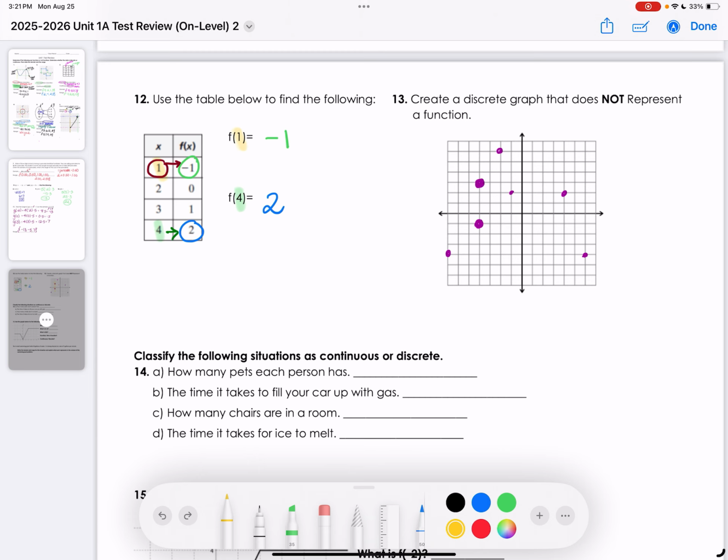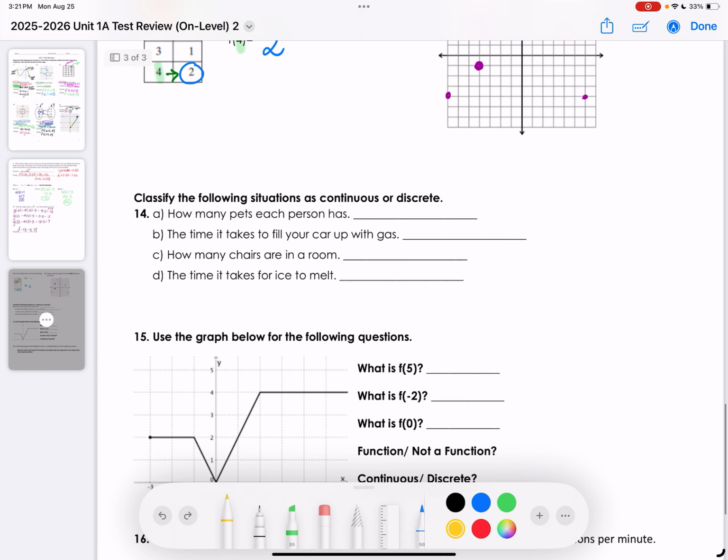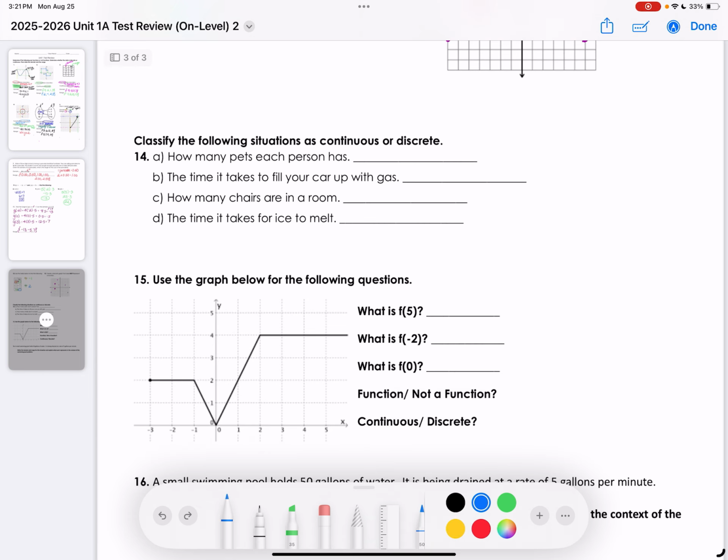All right, so let's take a look at the next one. So the question asks, how many of the following situations are continuous and how many are discrete? So how many pets each person has, those are whole numbers. We don't have half of puppies. That's discrete.